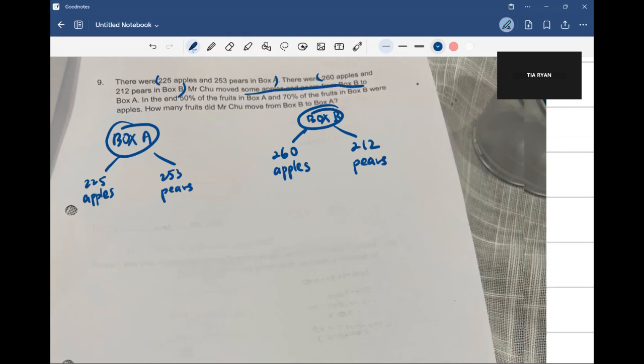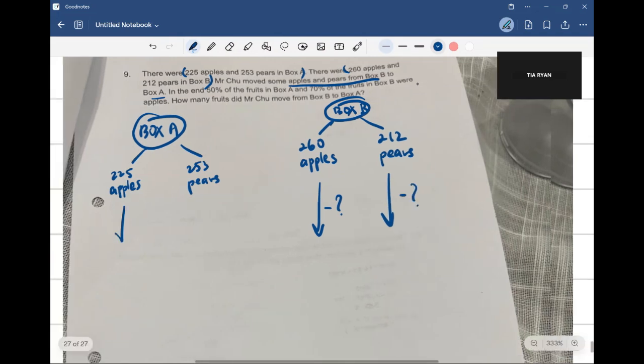We know that Mr. Chu moved some pears and apples from B to A. So this one we move. We don't know how much she moved. She also moved a number of pears, but we also don't know how many. However, for box A, you added the question mark, which is what we're trying to find out in this question.